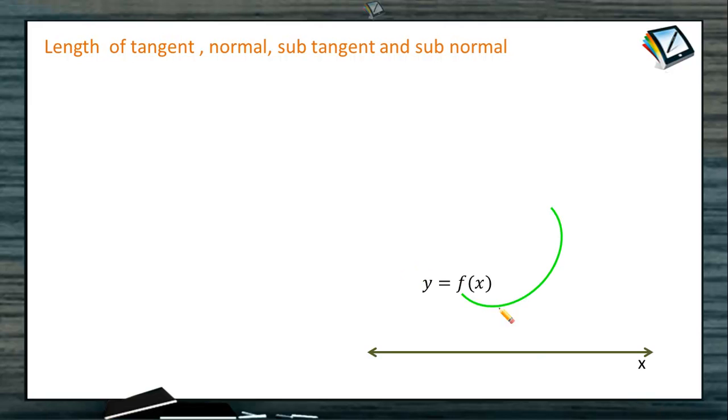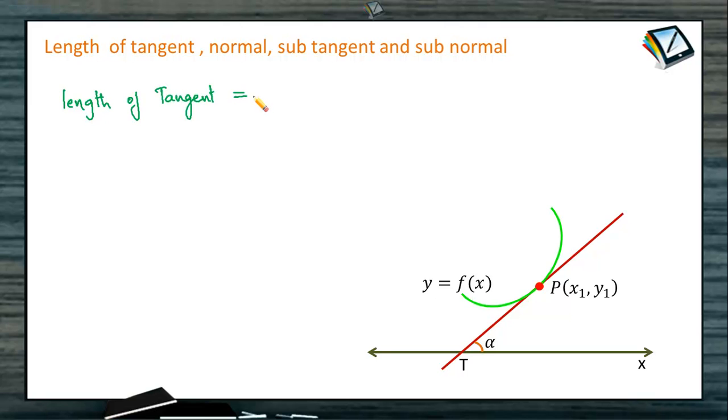Now for the curve y equal to f of x, suppose at a point P we are drawing a tangent. Unless the tangent is parallel to the x-axis, every other tangent will touch the x-axis at some point, will be cutting the x-axis at some point. Say the point of intersection of this tangent drawn at P to the curve y equal to f of x with the x-axis is a point T. Then by definition, the length of tangent is nothing but the length of segment PT.